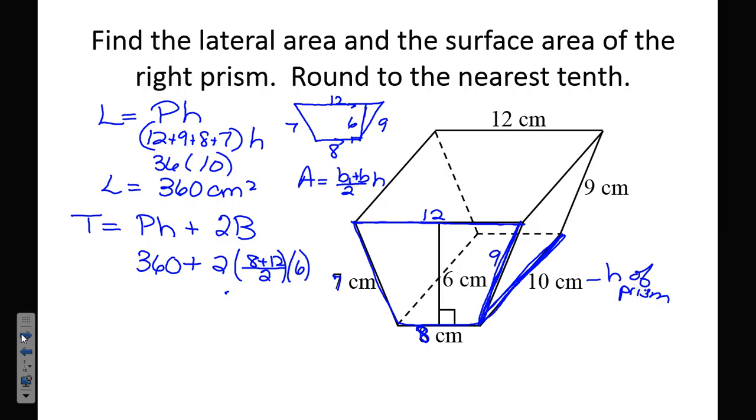So we have 2 of these bases that are 60 in area. So 2 times 60 is 120, 120 plus 360. Centimeters squared. Area is always in square units. Okay.